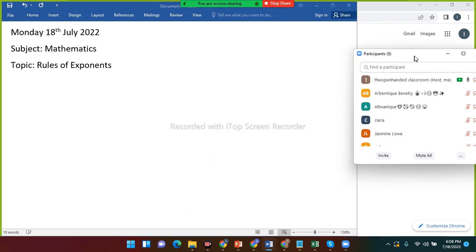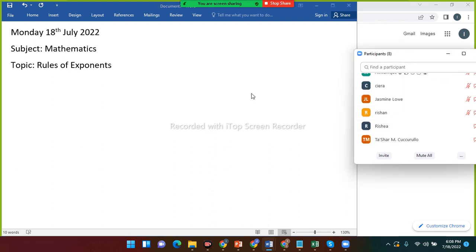Rule number 3. Welcome, Miss Rashay and Tashar. All right, so rule number 3 with our rules of exponents. Make sure that as I am writing, you are taking the notes down so that at the end of class, you can send me the notes.